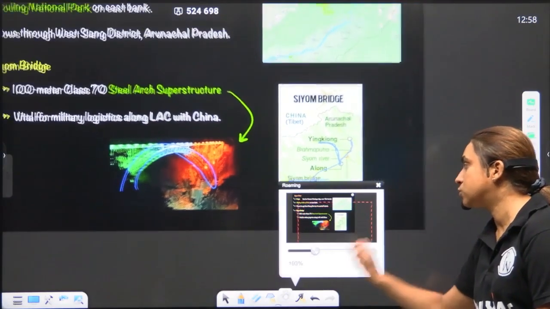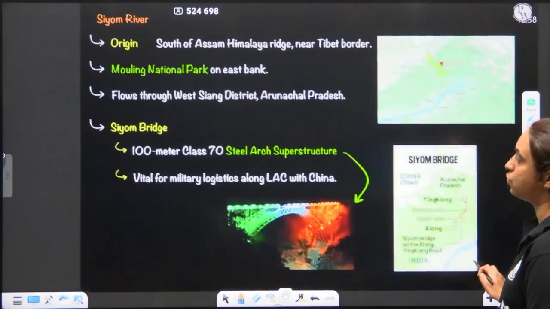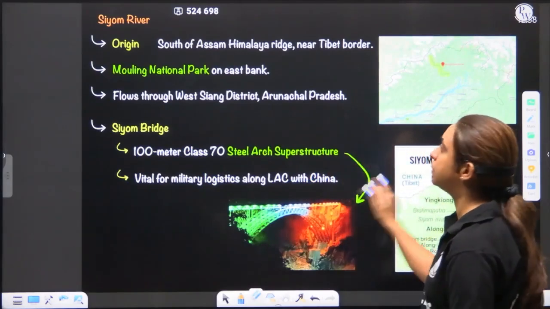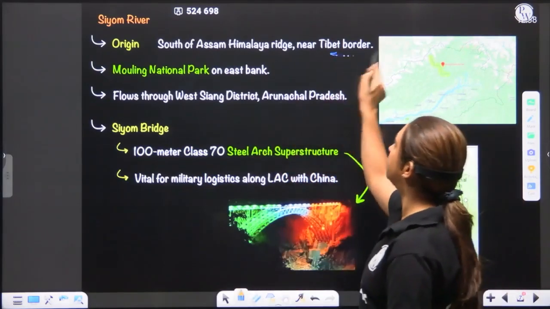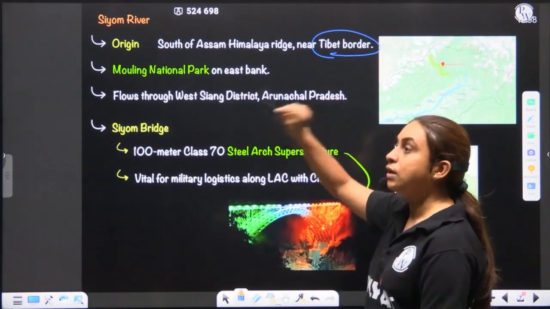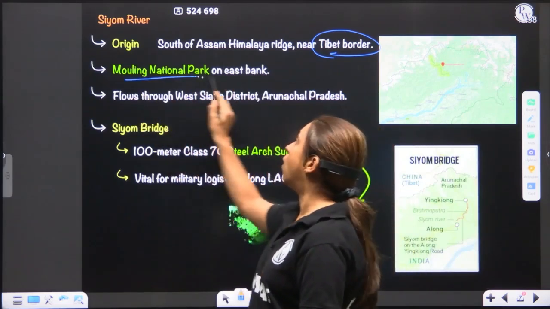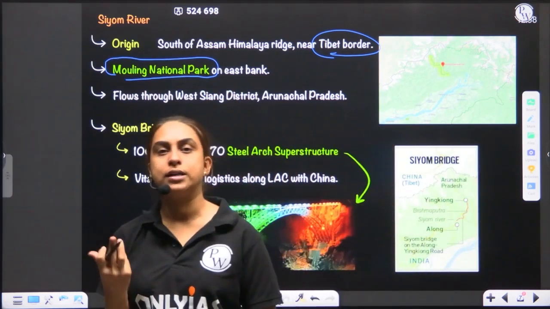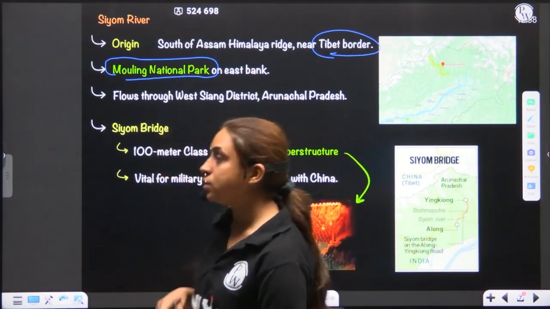So Syom is also an important tributary that you should know about. If I talk about Syom, this is south of Assam near Tibet. That's the origin. Near the Tibet border it is originating, just in the south. Syom has the Mouling National Park. Mouling National Park is along the Syom River on its east bank.